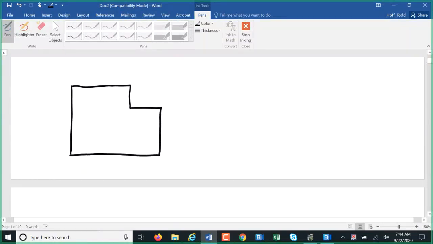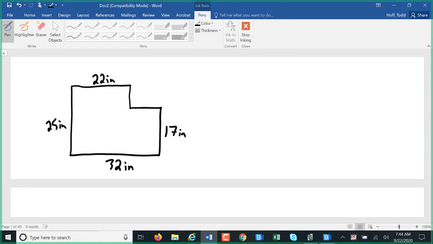So here, let's say that this is 17 inches, 25 inches. Let's go 32 inches here and 22 inches up here. Assume all of those corners are right angles. I'm not going to mark them all with little squares in the corners.